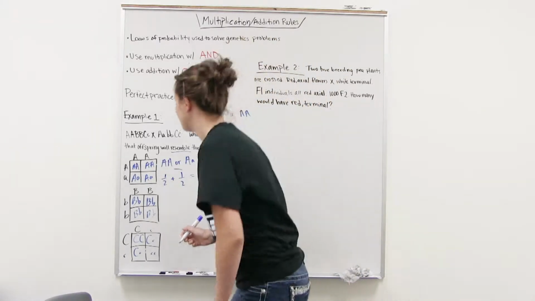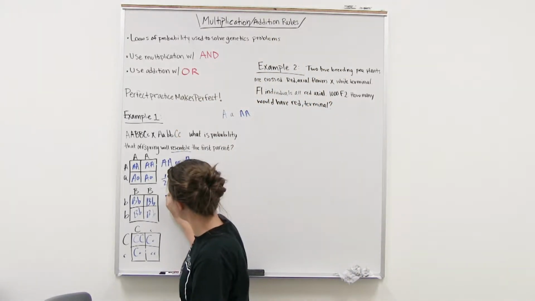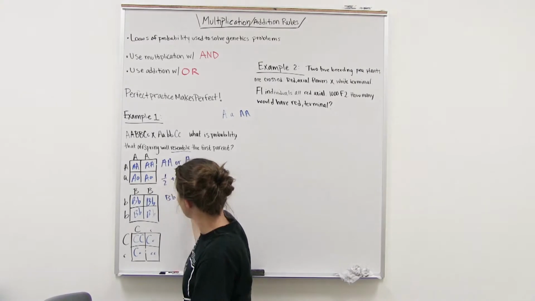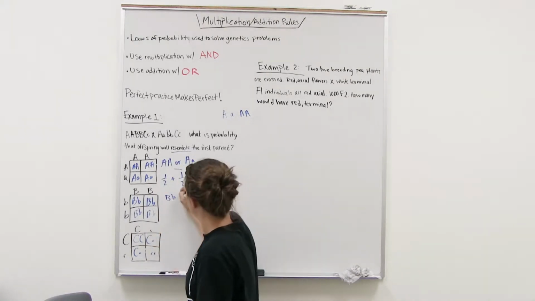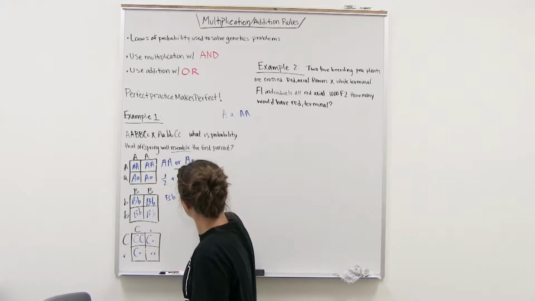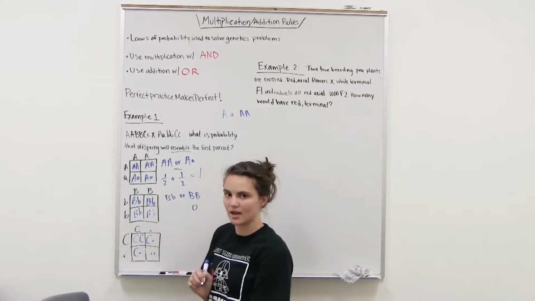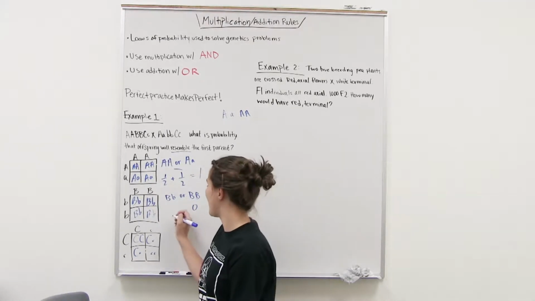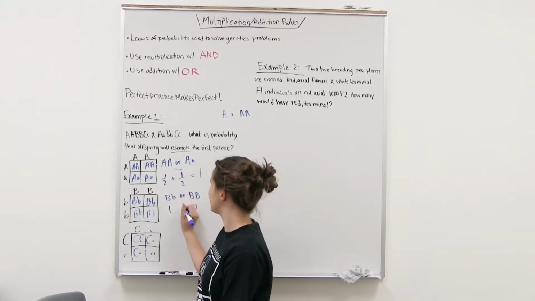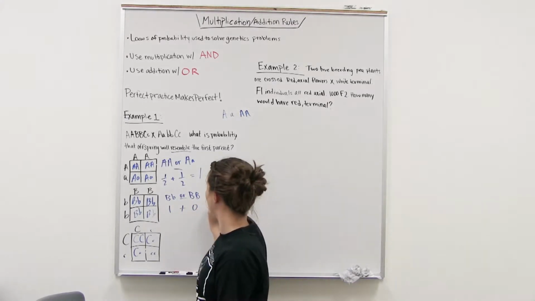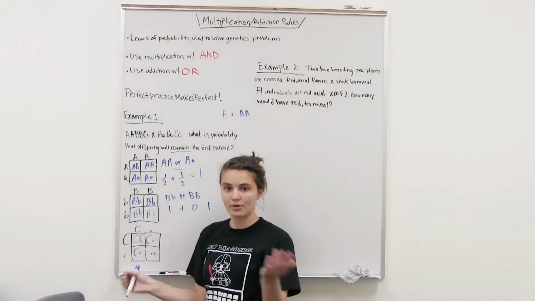We're going to be doing the same thing down here. What's the probability of having big B, little b? Well, that's actually all we have, or big B, big B. And so there's 0% that we're going to have big B, and there's 1 of this, and so we're going to add them together, and we're also going to get 1. Pretty simple so far.